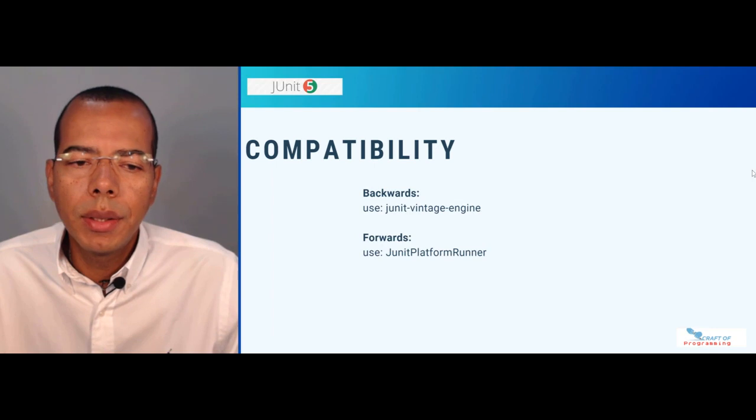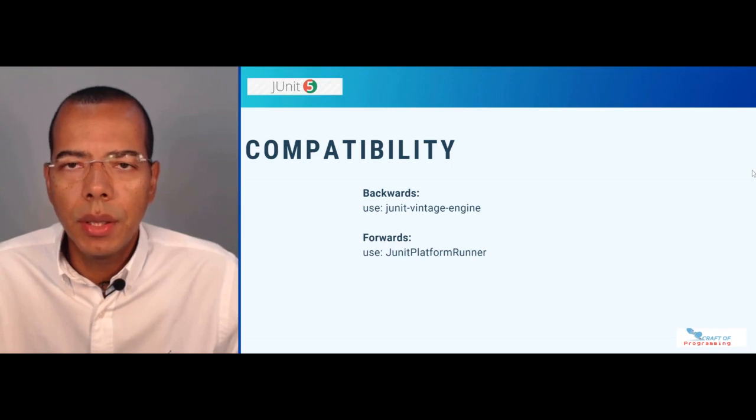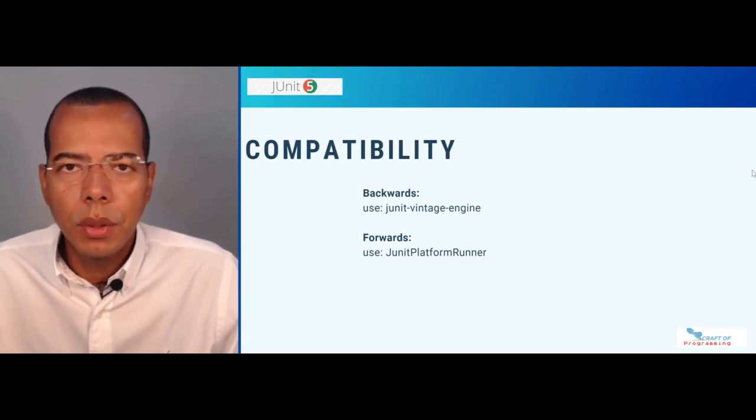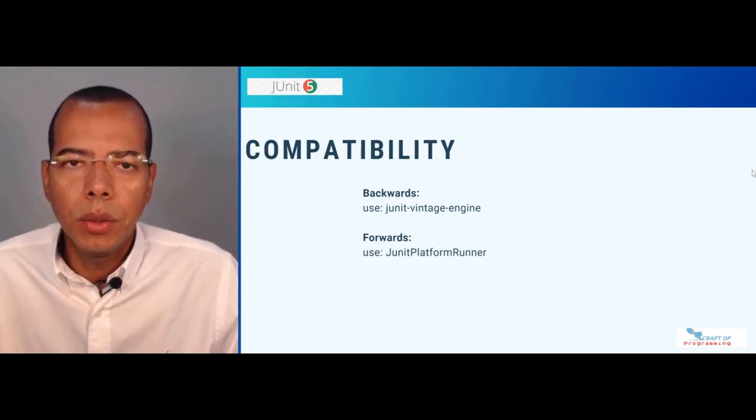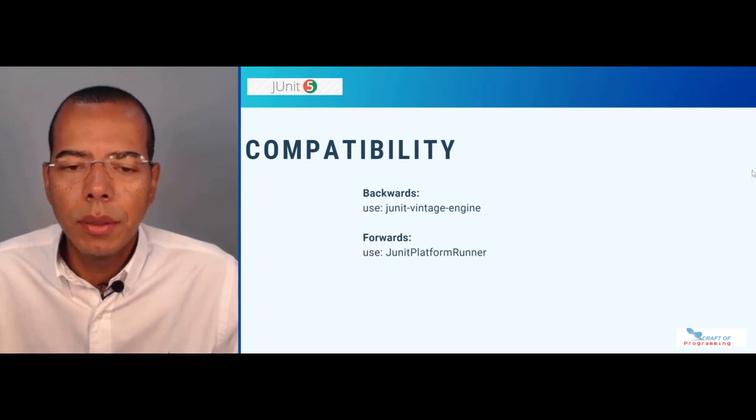So lastly, compatibility. This is a way for you to easily migrate existing JUnit 4 tests onto the JUnit 5 framework, or engine, I should say. And it's basically through the JUnit Vintage engine. So you don't have to modify your tests against the Jupiter API, which is the new API in JUnit 5. So that's why this is provided.